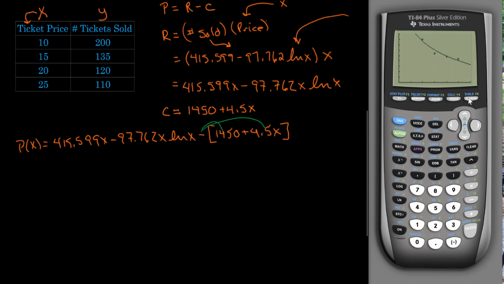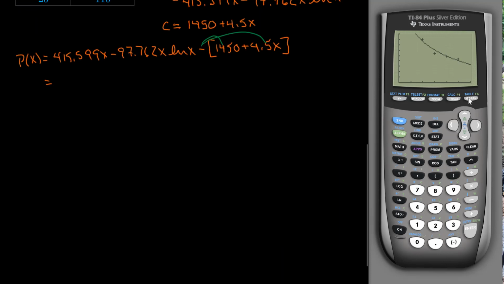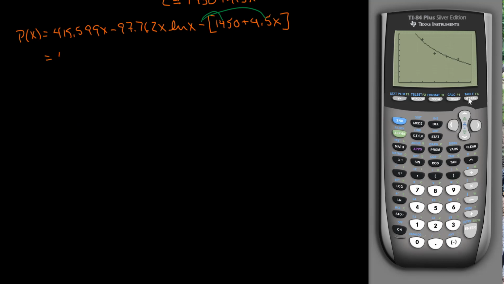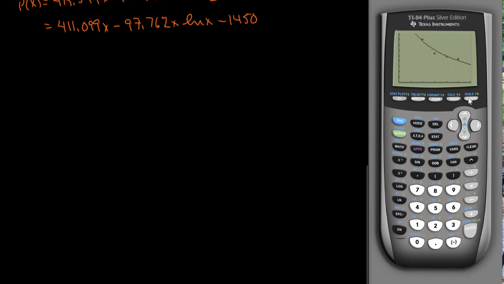And combining like terms, notice I have a 415x minus 4.5x. When I do that arithmetic, I wind up with 411.099x. We're going to have minus the 97.762x natural log x minus the 1450. Okay, when we go to optimize this, in this case it's profit, we want to maximize it. The first thing we need to do is to compute the derivative.